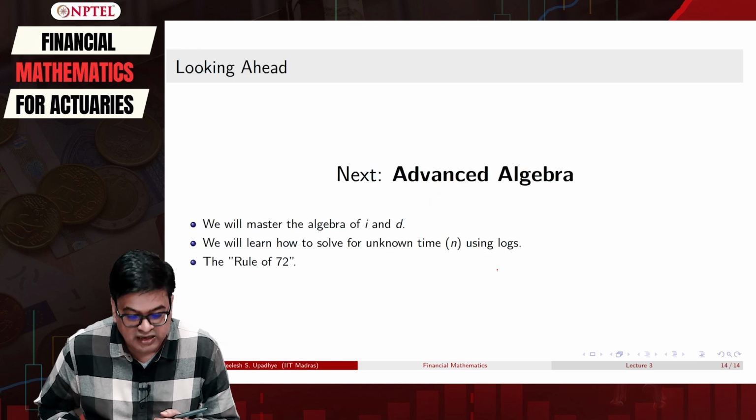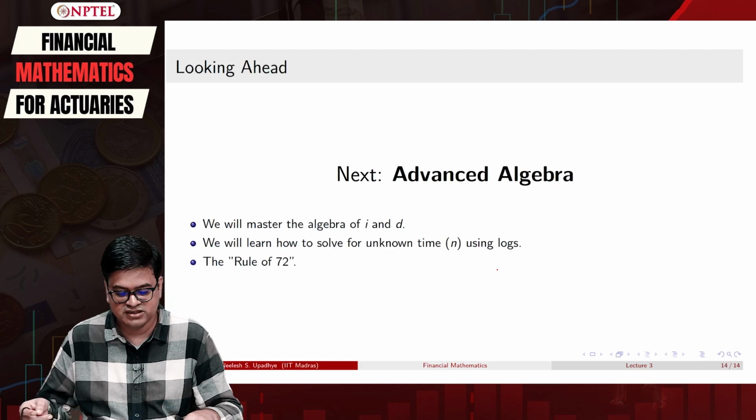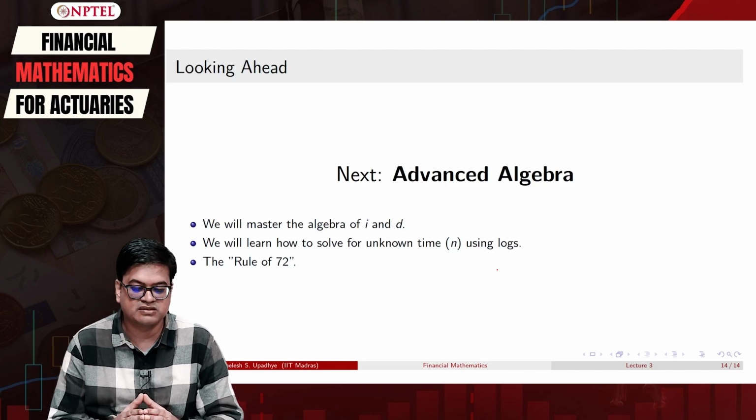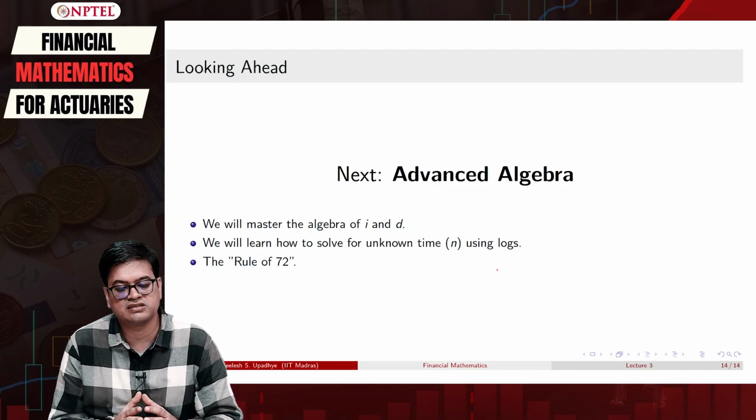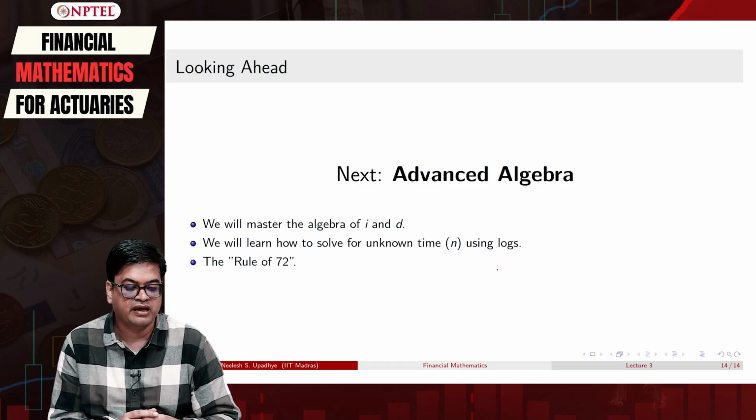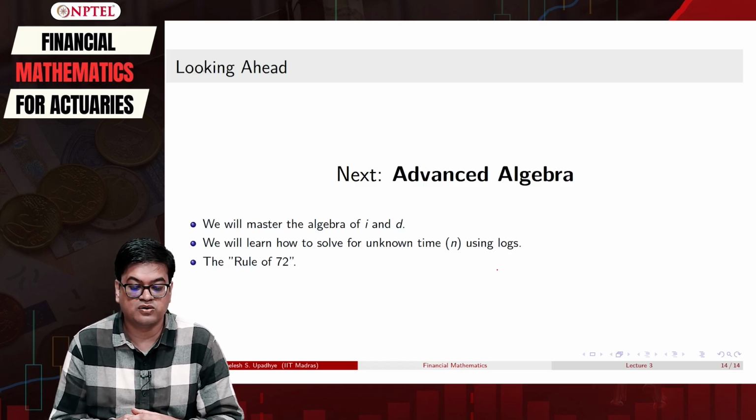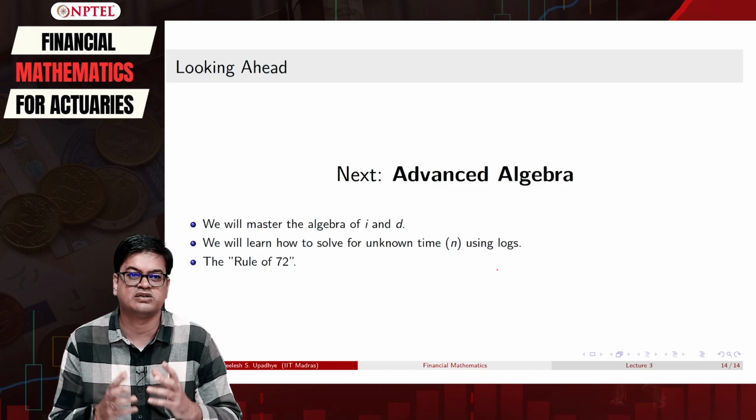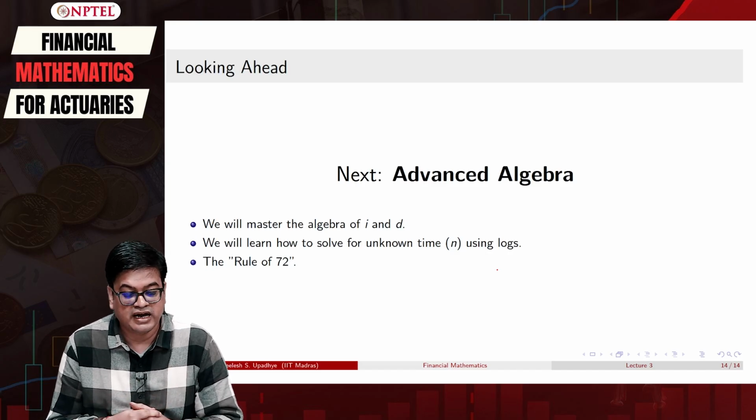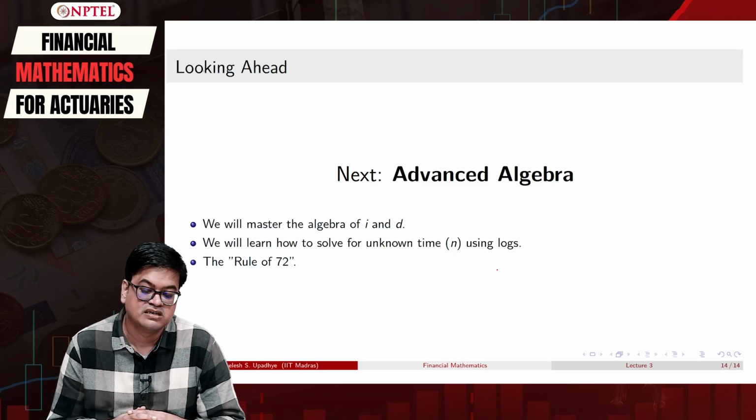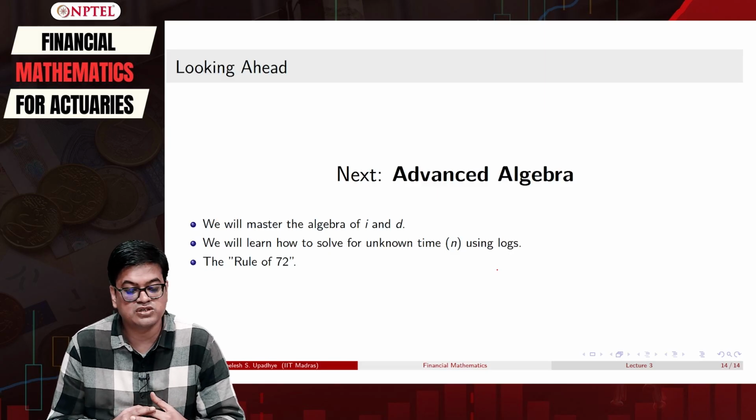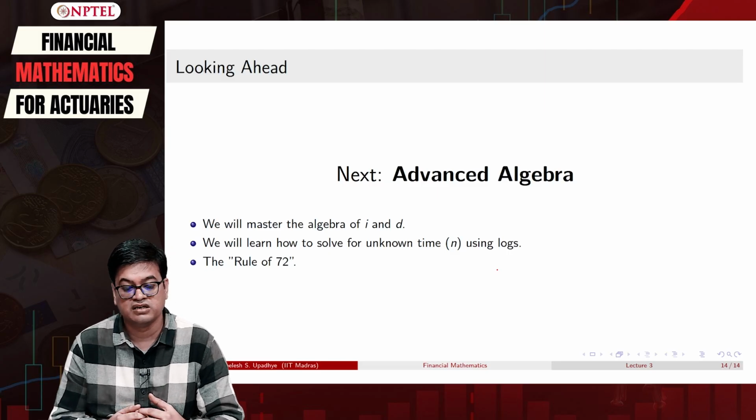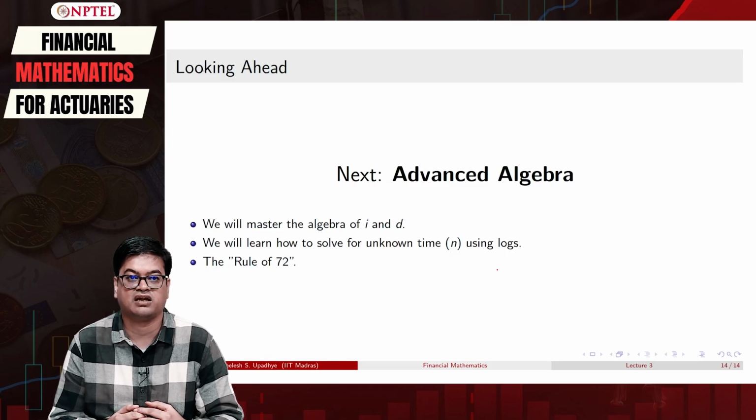Correct? Now that we have studied all these things, we are actually in a position to master the algebra of I and D, and we will learn how to solve the problems for unknown time using logs, because we have to deal with exponents. And in all these cases, it is very helpful to use the rule of 72 to verify whether our answers are correct or not. That is the part of our next class.